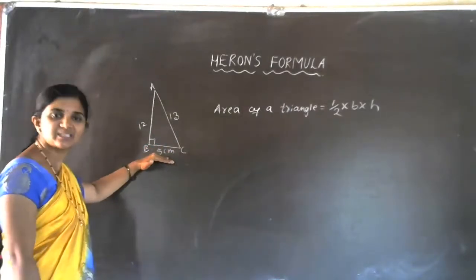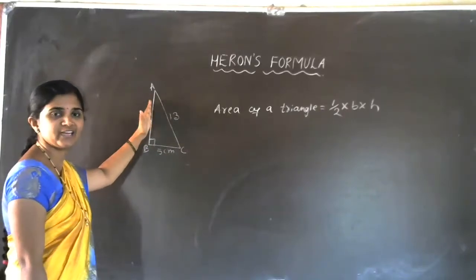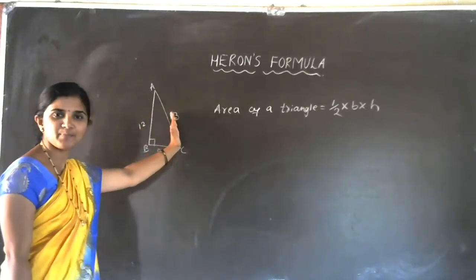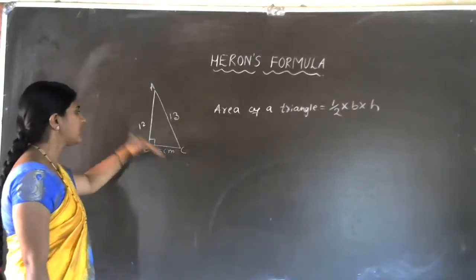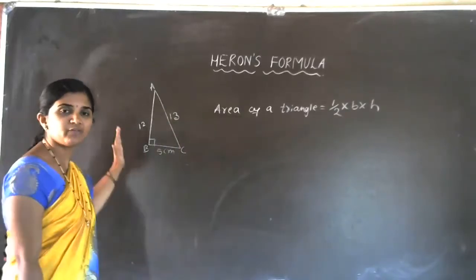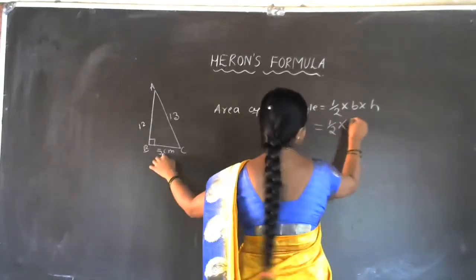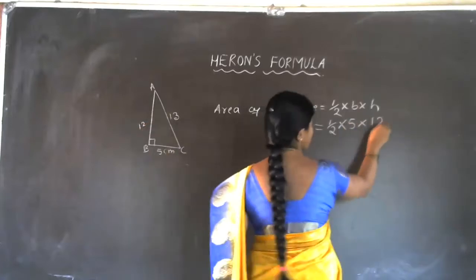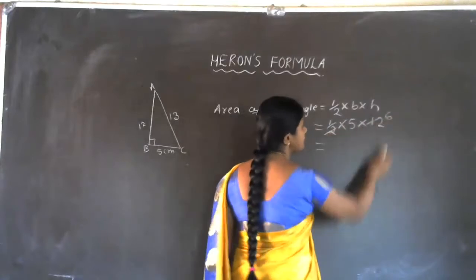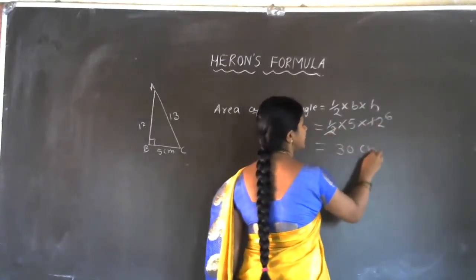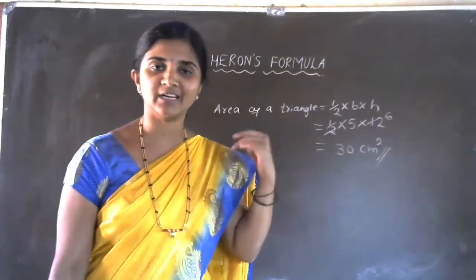The base BC is 5 centimeter and the perpendicular line is the height. The side opposite the 90-degree angle is the hypotenuse. For area, the hypotenuse is not necessary; only base and height are important. Half into base 5 centimeter into height 12. Half into 5 into 12: 2 sixes are 12, then 6 fives are 30. The area of this triangle is 30 centimeters square.